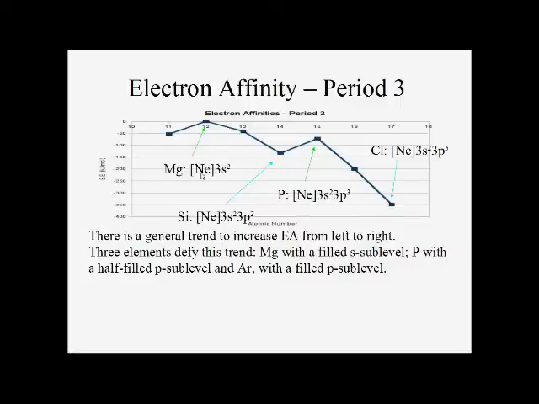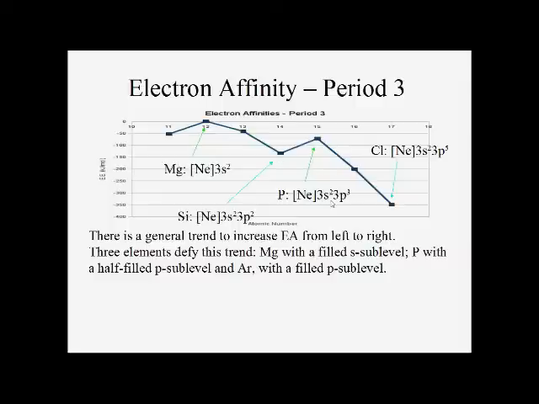For period 3, when we have a complete s sublevel, it's difficult to add electrons, so our electron affinity drops down to 0. It doesn't want that first p electron. But we have first, second p electron. Second p electron, we have a large electron affinity. So for silicon, it'll take the electron easily because that will complete the half-filled p sublevel.